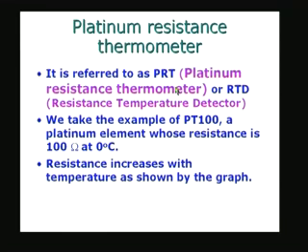These terminologies are used very extensively in the literature, in books and so on. So, you should not be confused. If you see PRT, you know what it is, or RTD. RTD is a very general term used for resistance temperature detector.